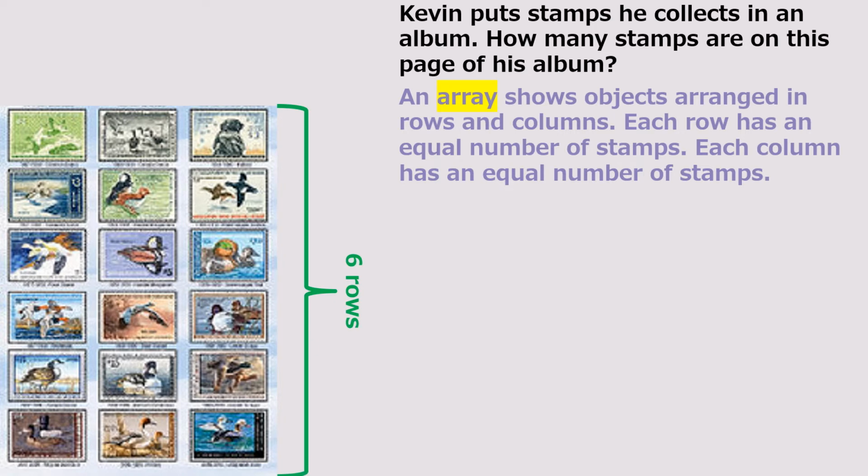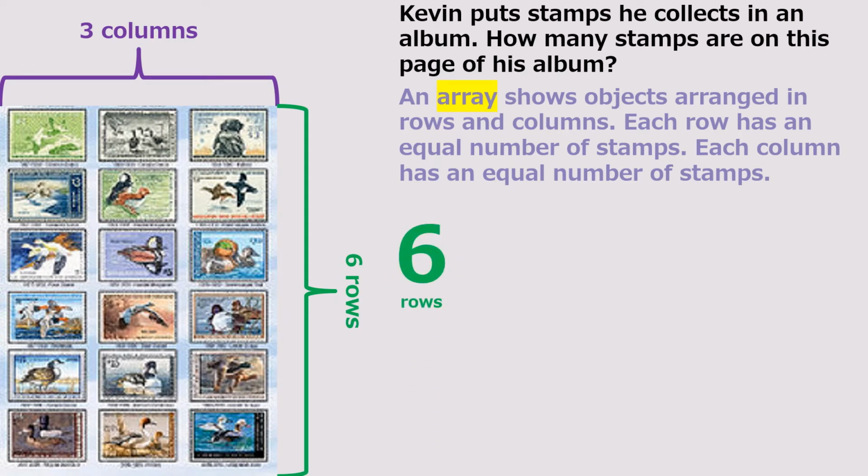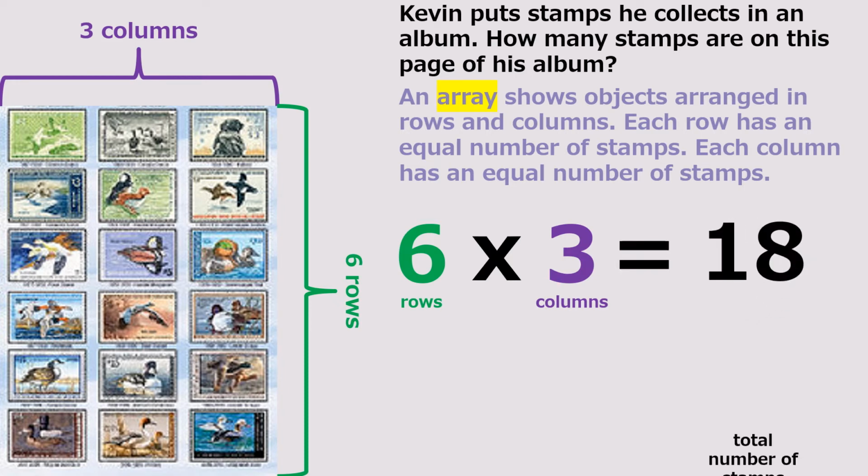There are 6 rows on this page and 3 columns. Now, when I use an array to multiply, I want to multiply rows times columns. So I'm going to multiply 6, which is the number of rows, times 3, which is my number of columns, and I will get 18, which is the total number of stamps.